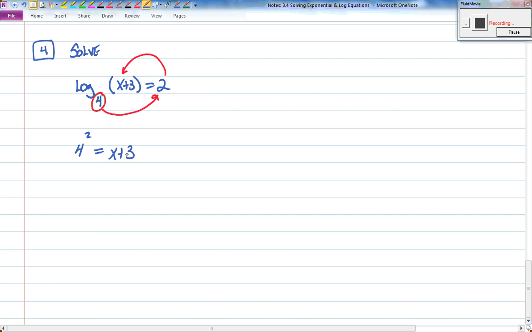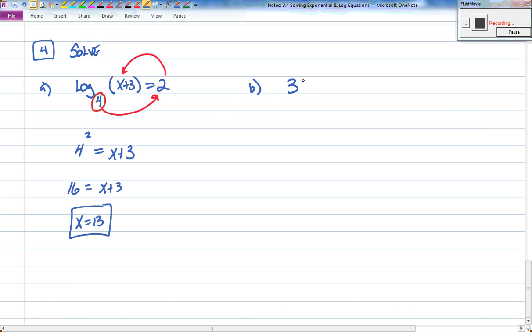All of a sudden, I have a very, very simple equation, right? I get 16 is equal to x plus 3. So x has to be 13. That's not so bad. Okay, let's do one more here.